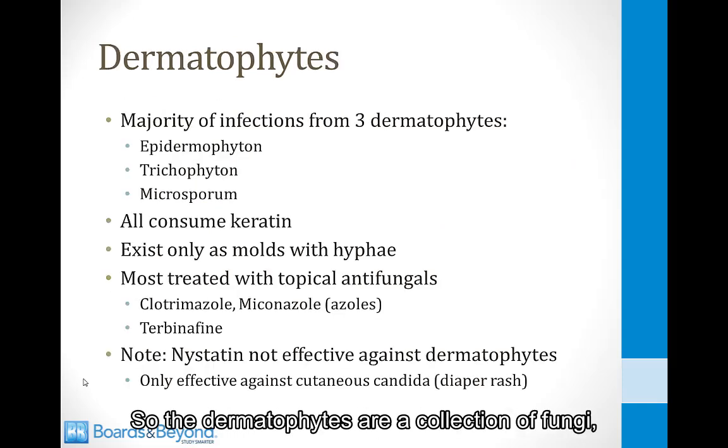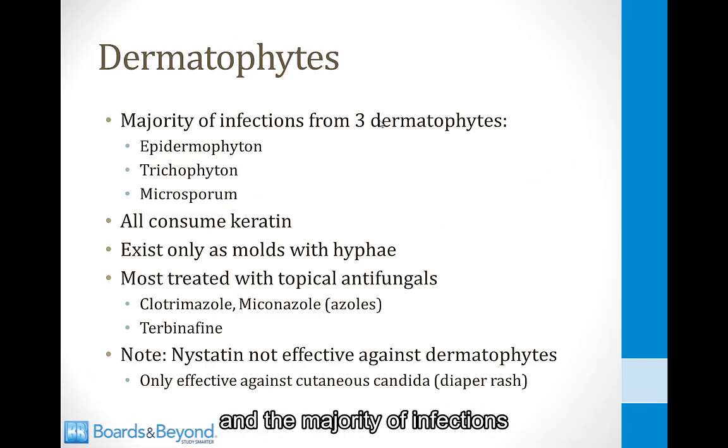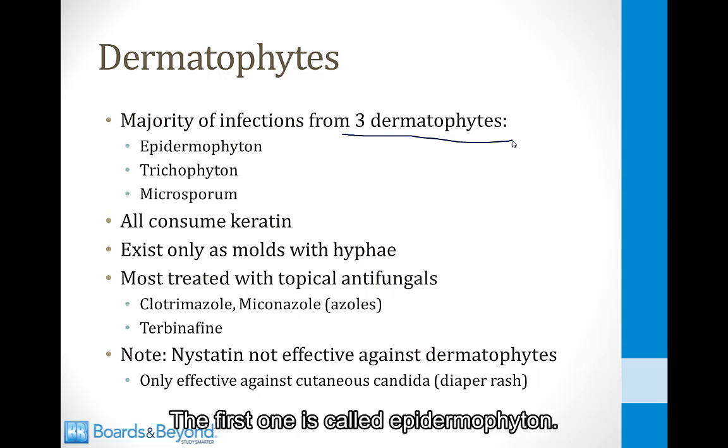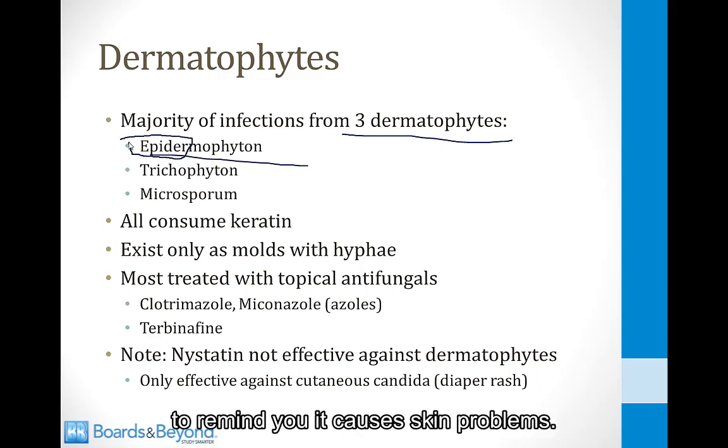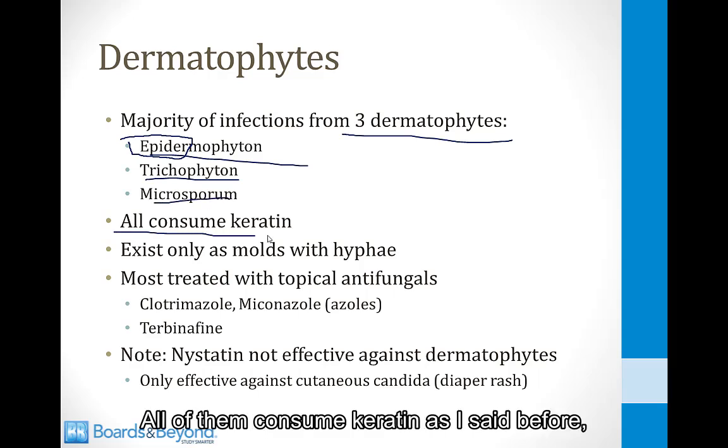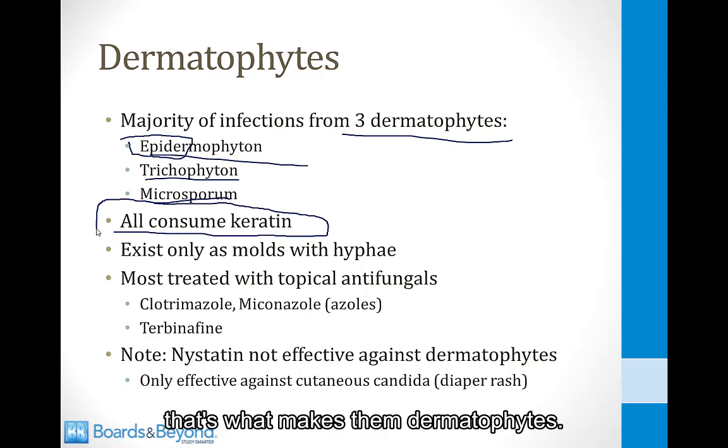So the dermatophytes are a collection of fungi, and the majority of infections come from three dermatophytes. The first one is called epidermophyton, and it's got the word epidermis in it to remind you it causes skin problems. The second one is trichophyton, and the third one is microsporum. All of them consume keratin, as I said before. That's what makes them dermatophytes.